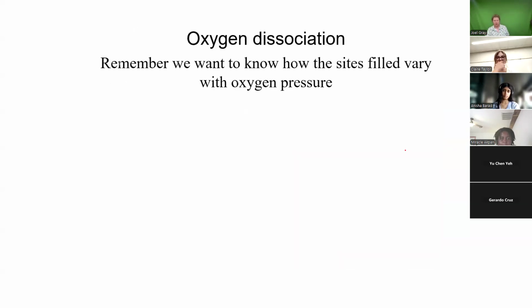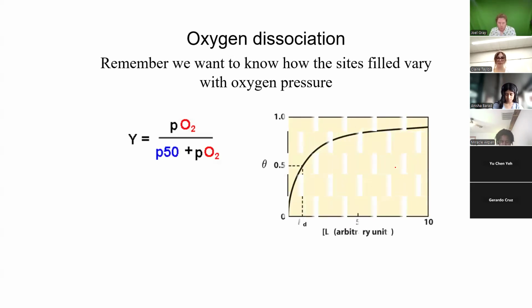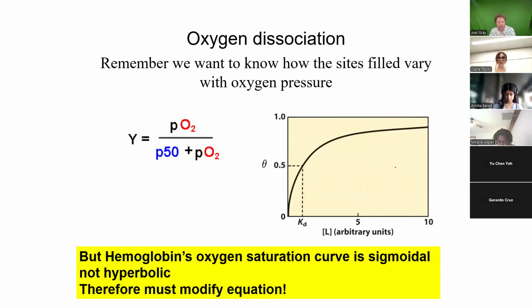Now, oxygen dissociation. Okay, so that brings us up to yesterday. One important thing about hemoglobin and oxygen-binding proteins is we want them to bind oxygen, and then we want them to release it. We want hemoglobin to pick up oxygen from our lungs and take it to our muscles so that our muscles can use it. What we want to know is how these sites fill up and how that varies with oxygen pressure. Hemoglobin's oxygen saturation curve is sigmoidal and not hyperbolic.